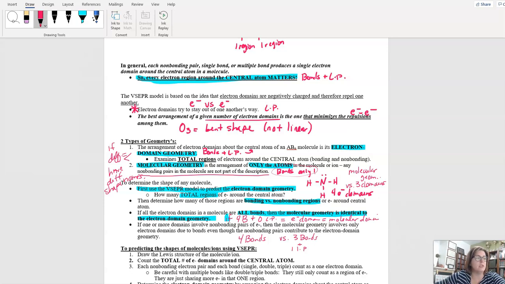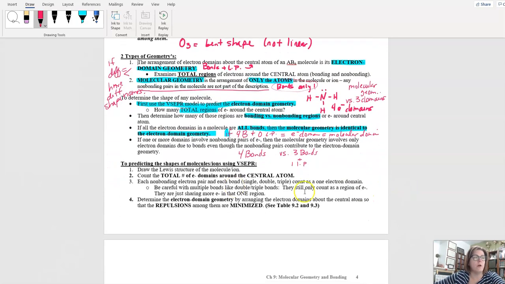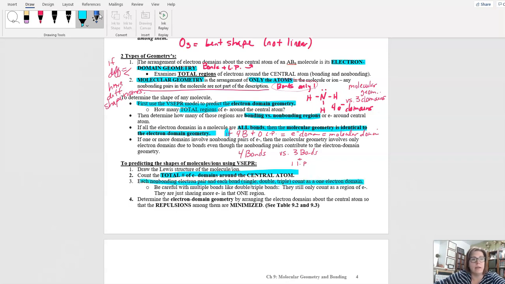So to predict the shape of molecules or ions using VSEPR, draw the Lewis structure of the molecule or ion, and count the number of electron domains around the central atom. It sounds like the rules above. Each non-bonding electron pair and each bond counts as one. So if you have doubles or triples, that still counts as one region. Be careful with multiple bonds. They only count as one region.